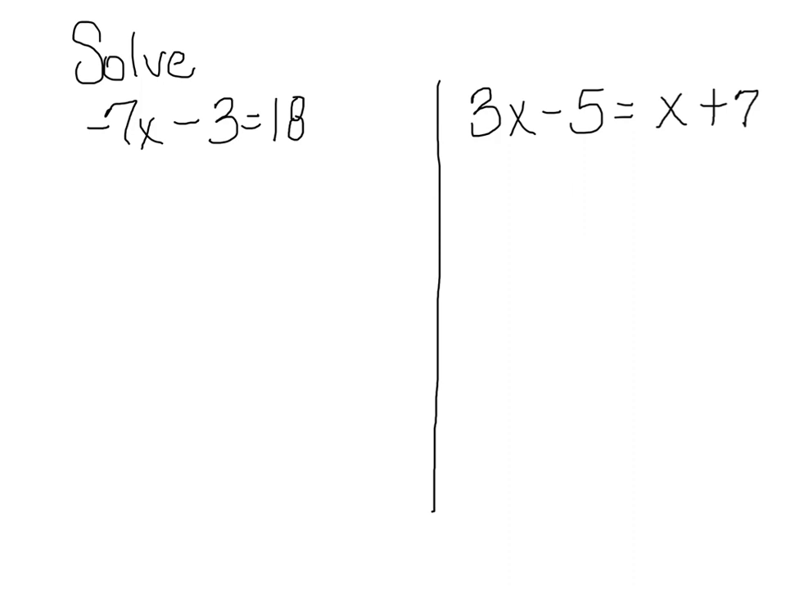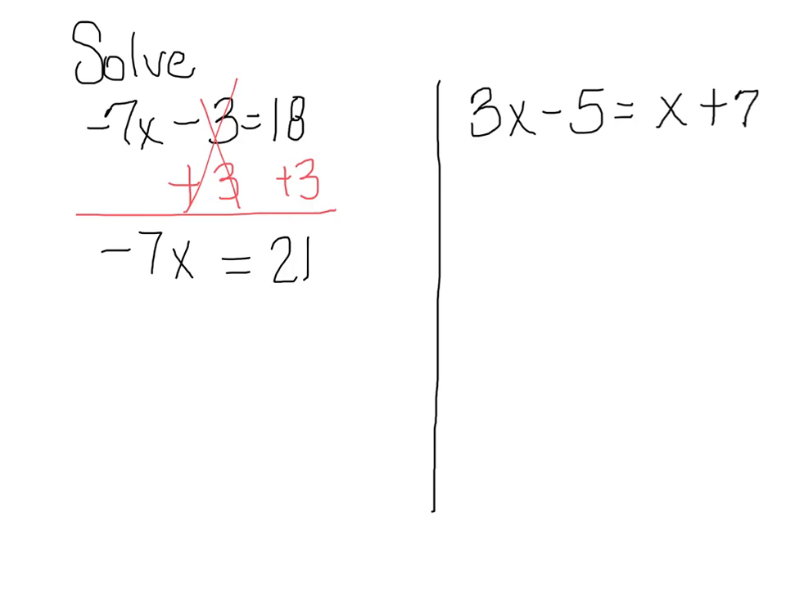First off, let's add that 3 to both sides because it is the opposite of subtraction. The 3's gone from the left side of the equal sign, and I am left with negative 7x equals 21.